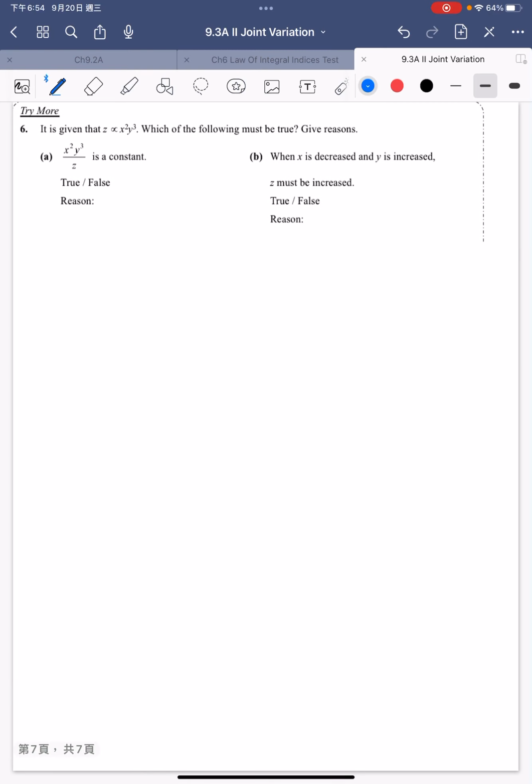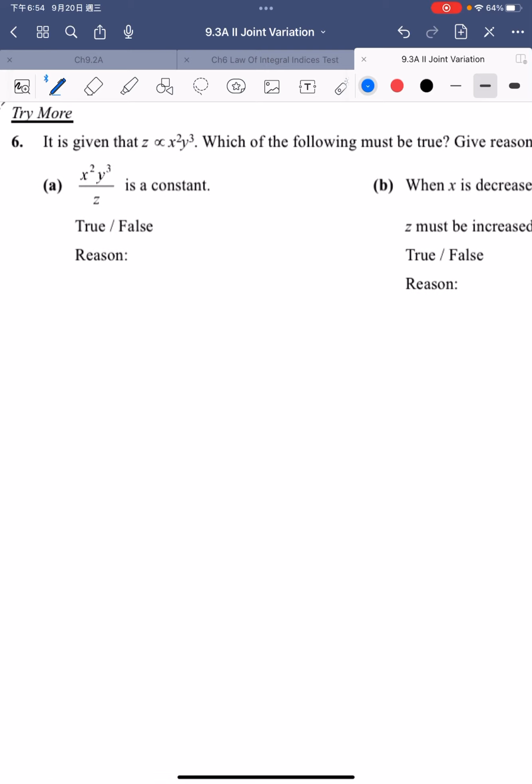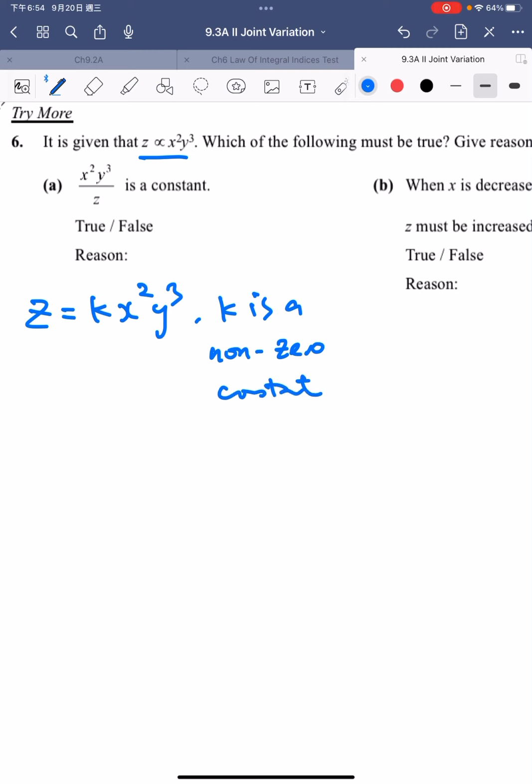And now moving to question 6. Lots of students find this very hard, but just try to do it step by step. First of all, we have this relation: z is proportional to x squared y cubed. So we can write it as z is equal to k times x squared y cubed, where k is a non-zero constant. As we have this relationship, then x squared y cubed divided by z is actually equal to 1 over k.